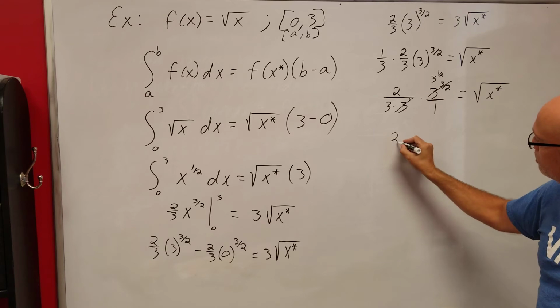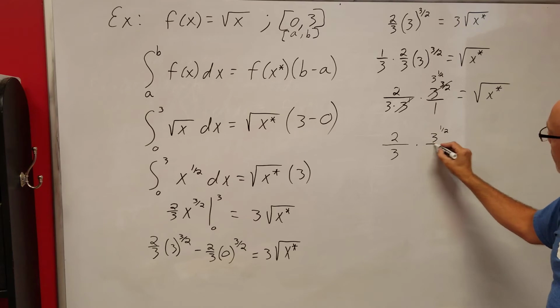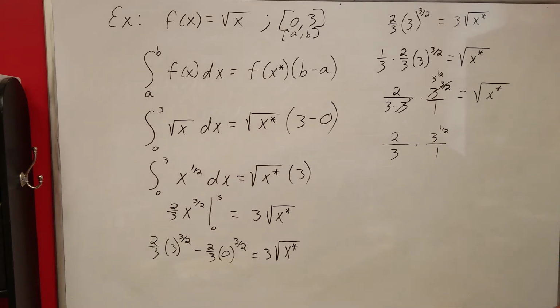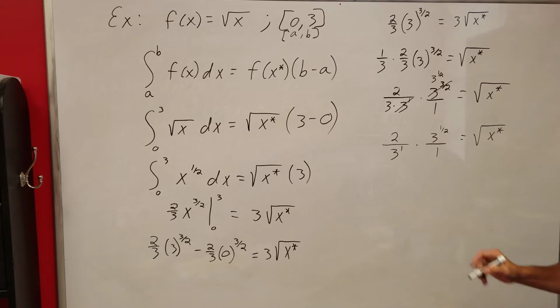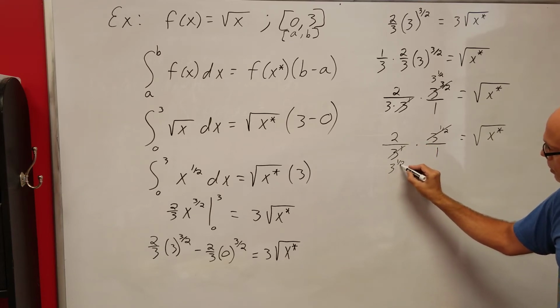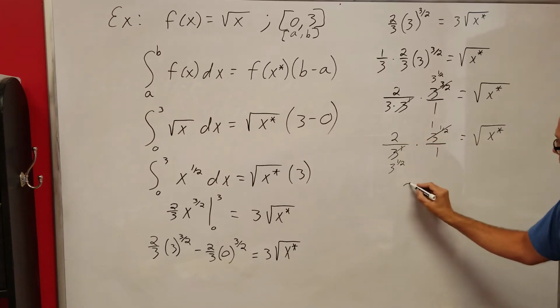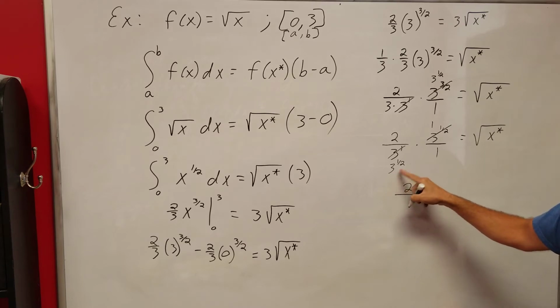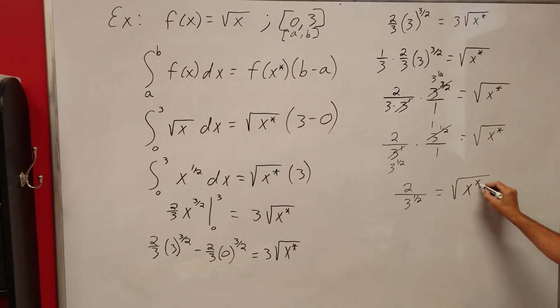So I have 2 over 3 here times 3 to the 1/2 over 1, is equal to the square root of x star. Now this has an understood 1 on it as well as the exponent. So I can divide out all of those 3's there with 1/2 of them here, so that's 3 to the 1/2 there. So what am I left with? 2 times 1, or 2, over 3 to the 1/2 times 1, or 3 to the 1/2, is equal to the square root of x star.